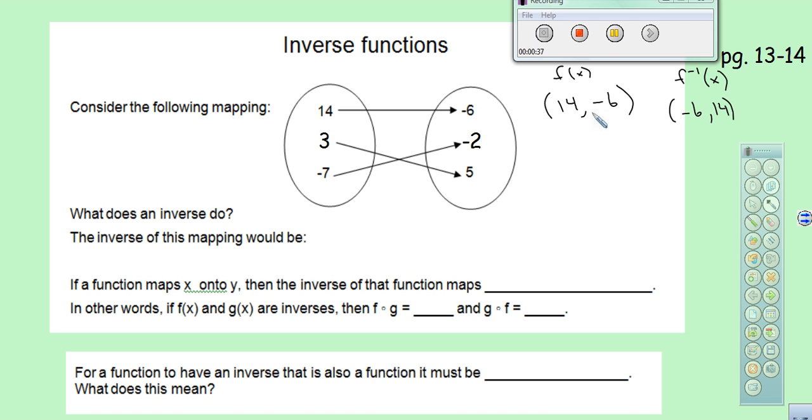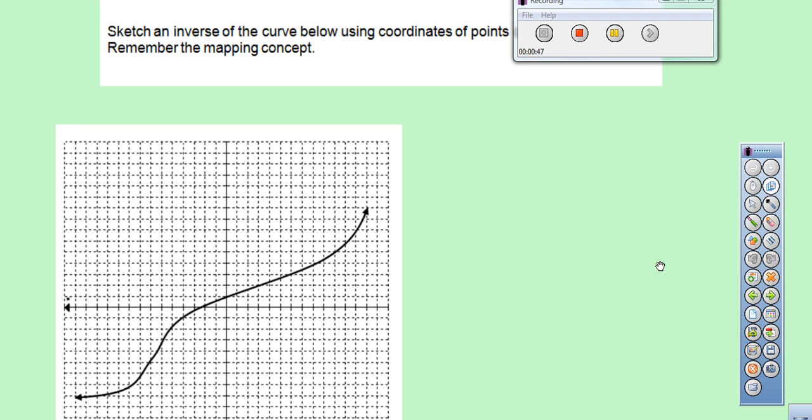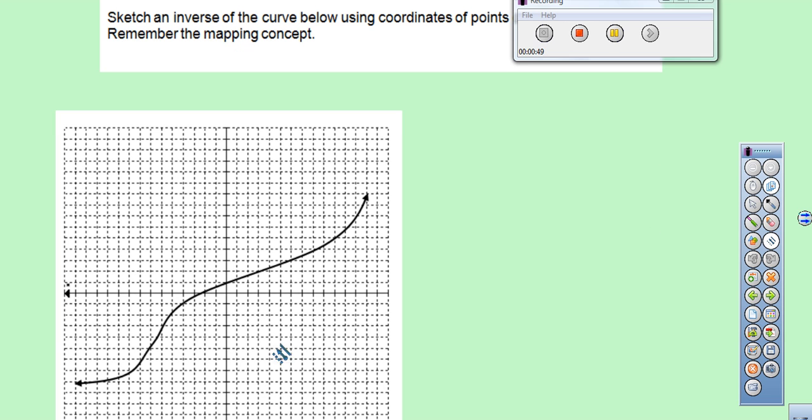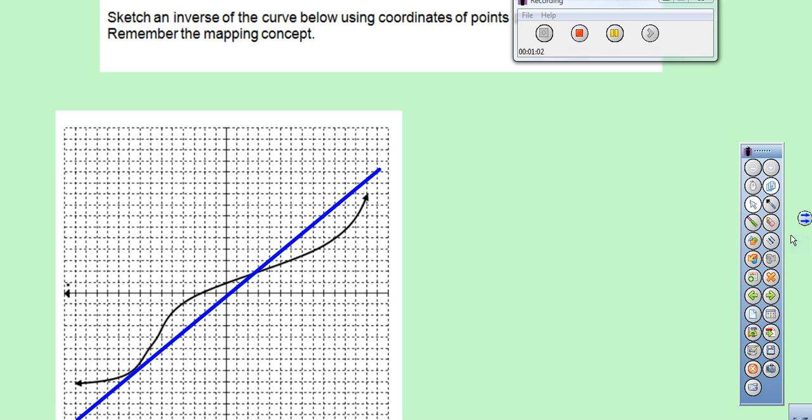So we could take a mapping, or we could take a set of ordered points, and we could find the inverse of those ordered points. Then we took a look at graphs, and we said that if I have this particular graph right here, I can find an inverse function by looking at the reflection over the line y equals x. So I can come down here and my line's perfect. That'll work. Okay, and that line right there is y equals x.